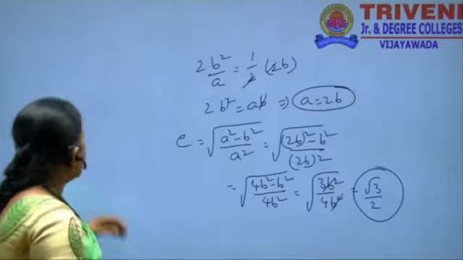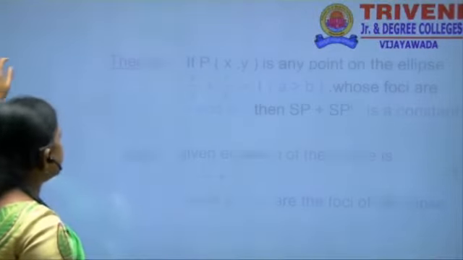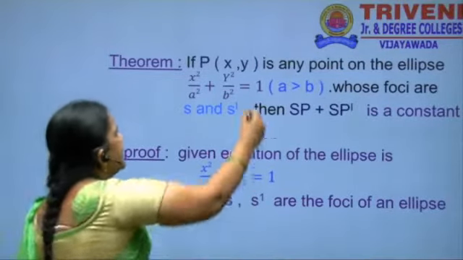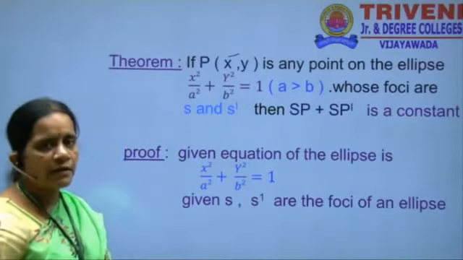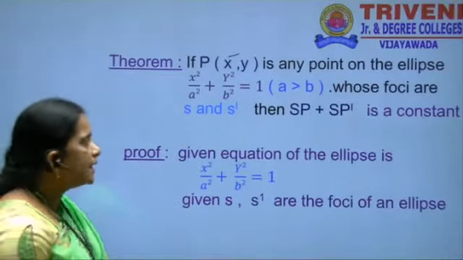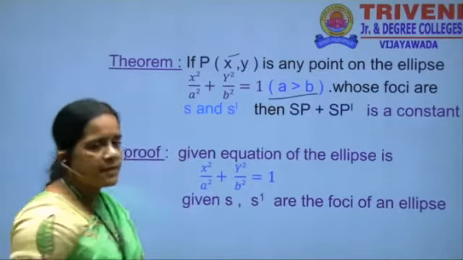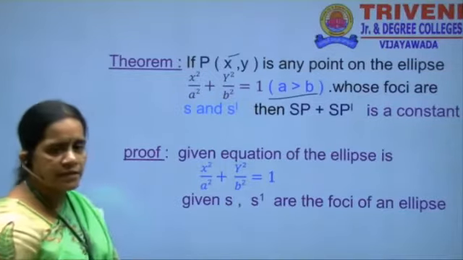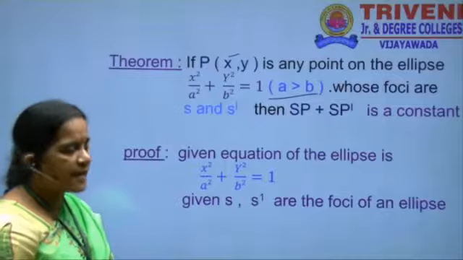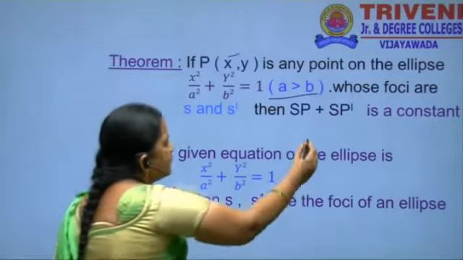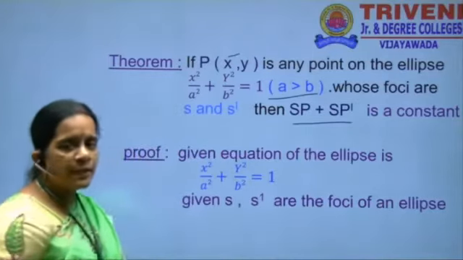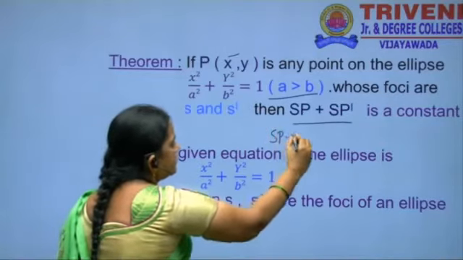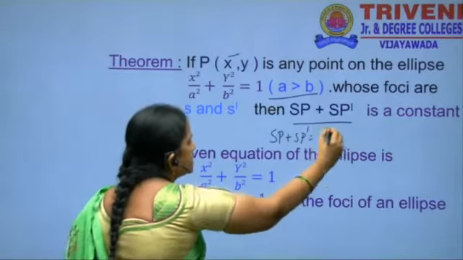Okay, and then we are going to one theorem. Here P(x, y) is any point on the ellipse x square by a square plus y square by b square is equal to 1. Here a is greater than b, whose foci are S and S dash. Then we have to prove that SP plus S dash P is a constant.